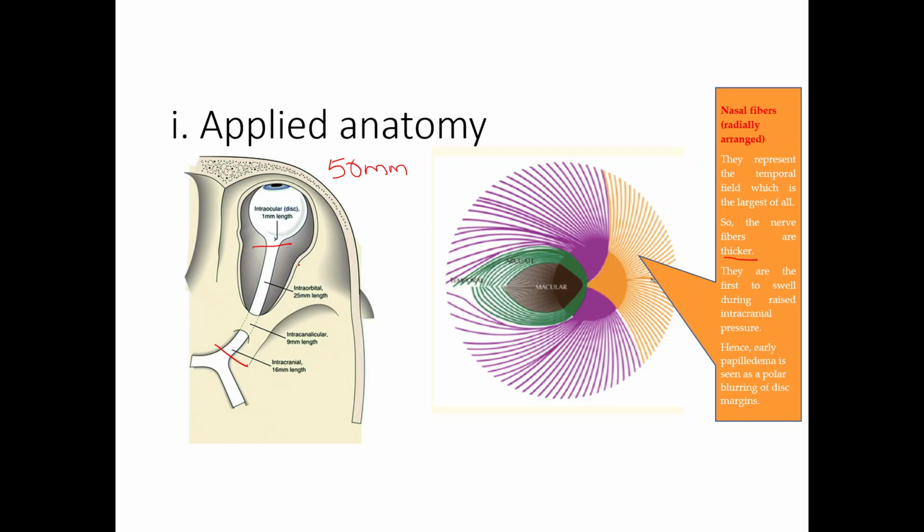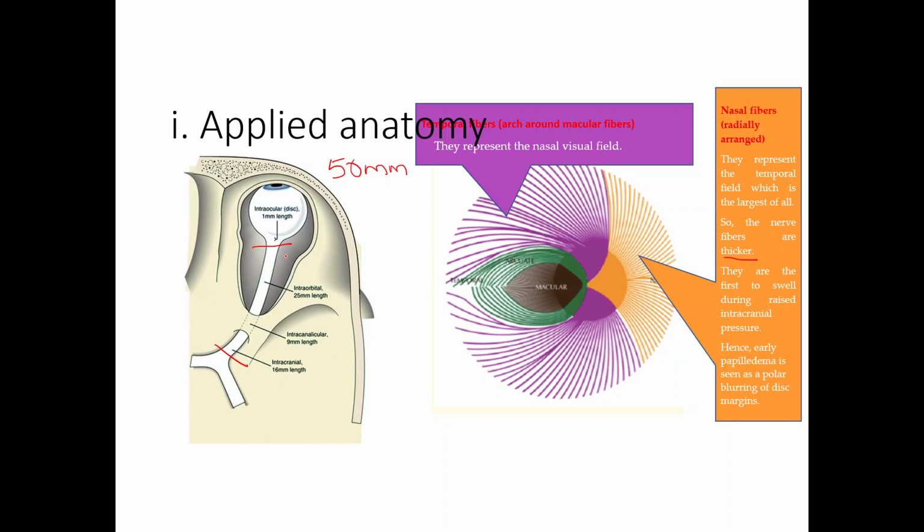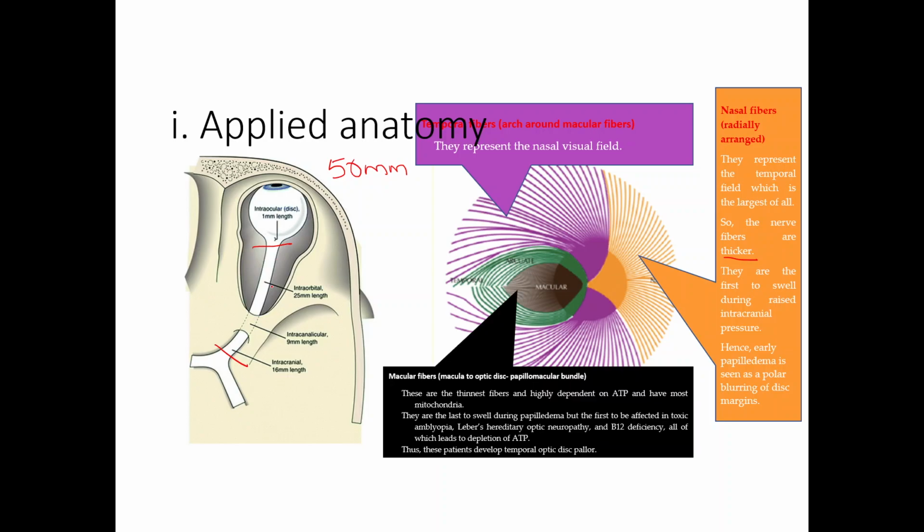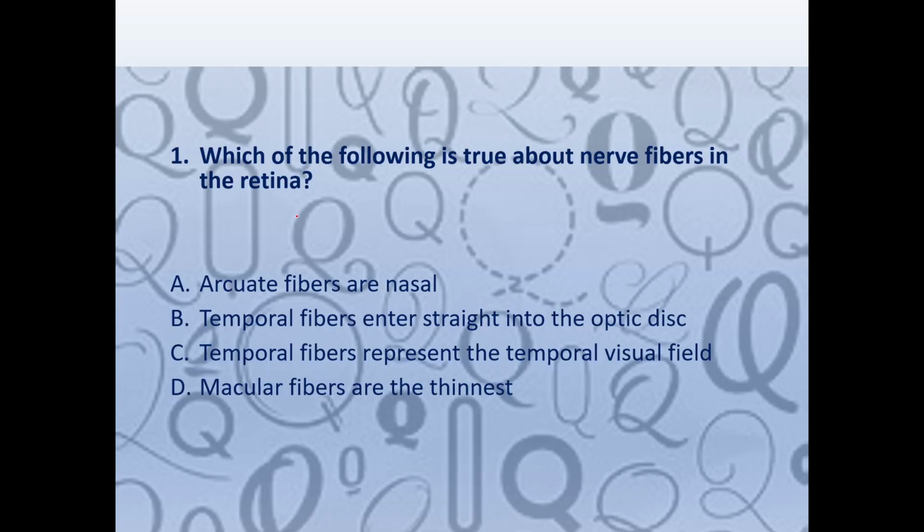Next we have the temporal fibers which represent the nasal visual field. They arch around the macular fibers. The third is the macular fibers, also known as the PPMB, papillomacular bundle. They run straight from the macula to the temporal aspect of the disc. As they are very thin, they are last to swell during papilledema, but first to be affected in some diseases like toxic amblyopia, Leber's hereditary optic neuropathy and B12 deficiency. So as these fibers enter the temporal aspect of the disc, these patients develop temporal disc pallor.